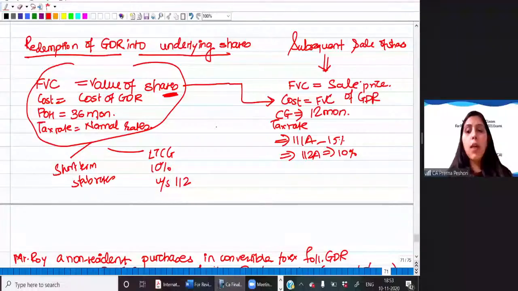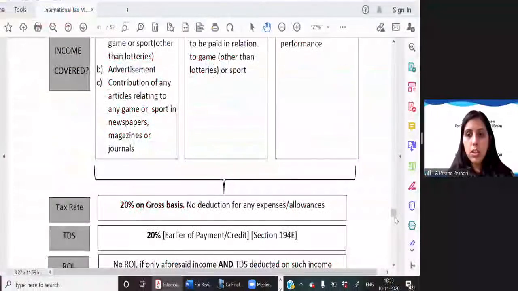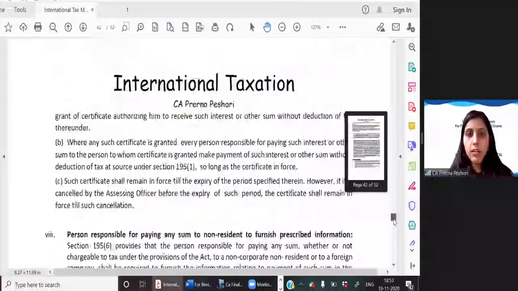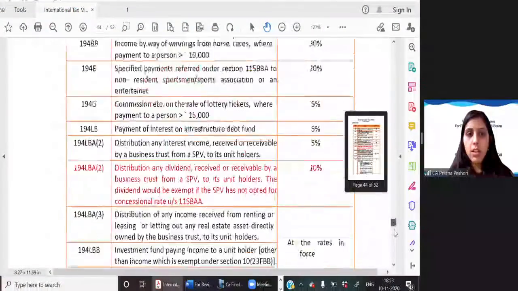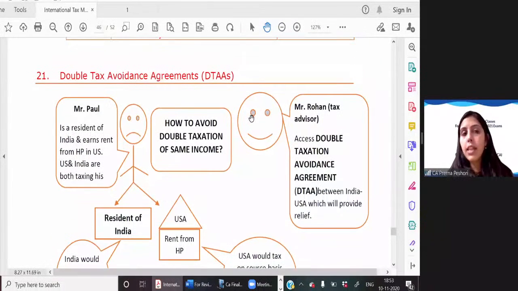Okay. So now I'm starting with the DTAA part. Let's move into that. Now, what is this double tax avoidance agreement? Let's understand that very clearly.